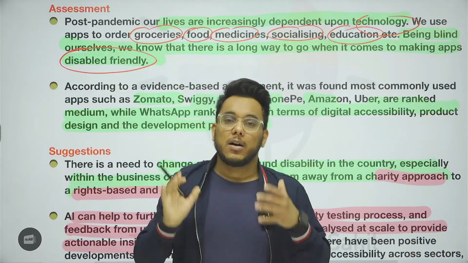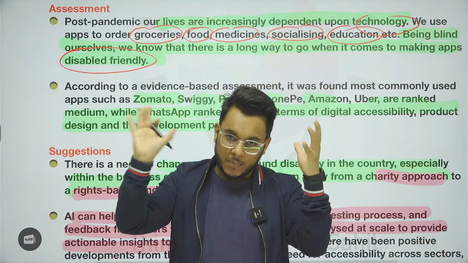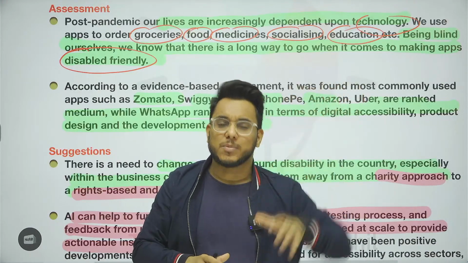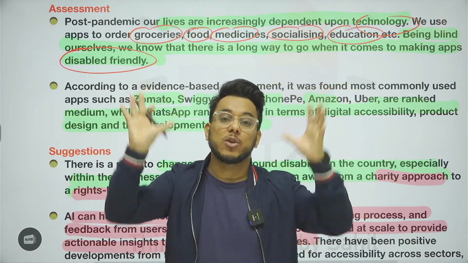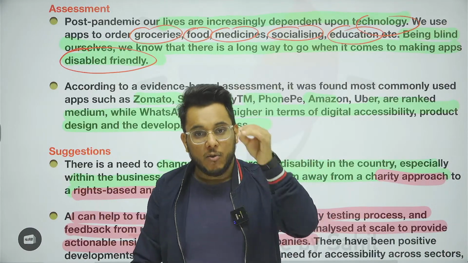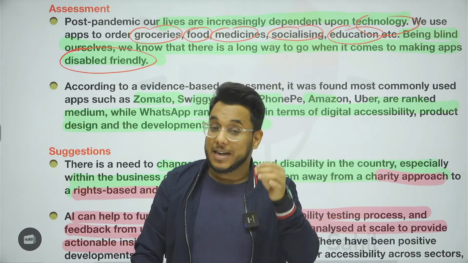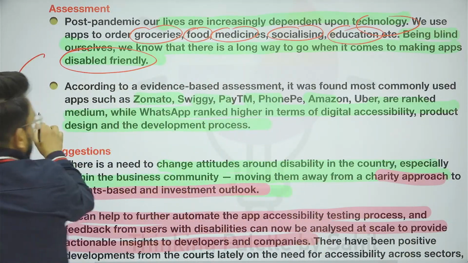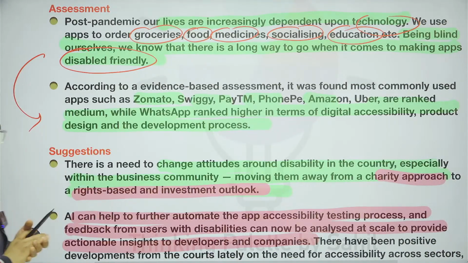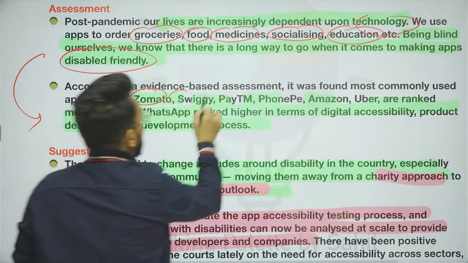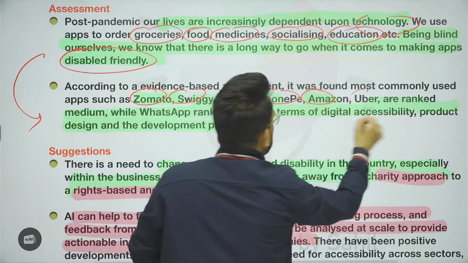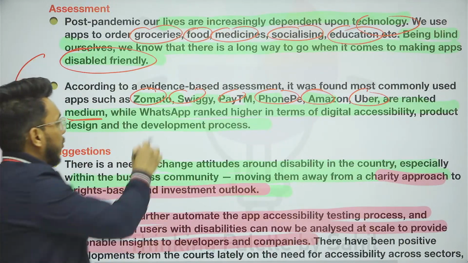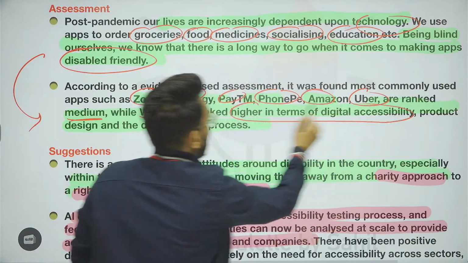Many of the edtech companies today claim that they want to democratize education, but if you go on the websites of these big edtech companies, unicorn edtech companies, do you find that their websites are disabled-friendly? Do you find that they are accessible to disabled people? No, big no. Commonly used platforms in India, for example Zomato, Swiggy, Paytm, PhonePe, Amazon, Uber, are ranked as medium in terms of accessibility for disabled people. WhatsApp has been ranked high in terms of digital accessibility.